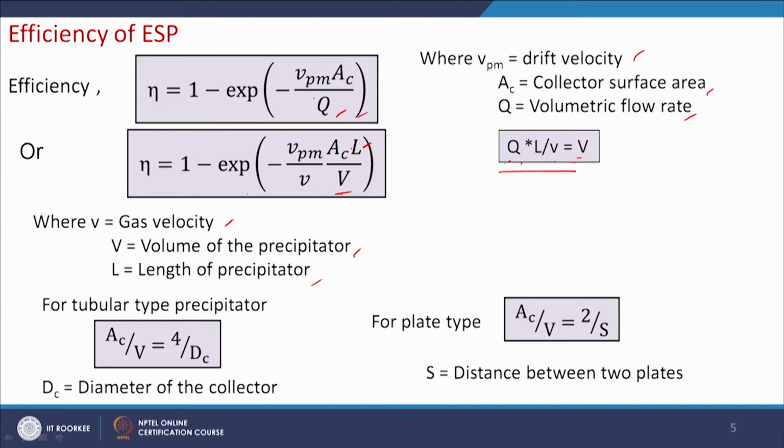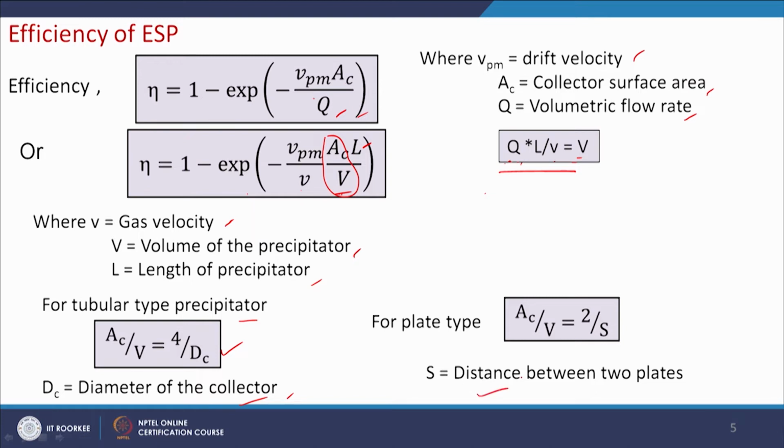Now, A c by V, this is another term that is coming. What is A c by V? That is equal to the surface area by volume of the collector. For a tubular type precipitator, A c by V equals 4 by d c, where d c is the diameter of the collector, and for a plate type precipitator, A c by V is equal to 2 by S, where S is the distance between two plates.